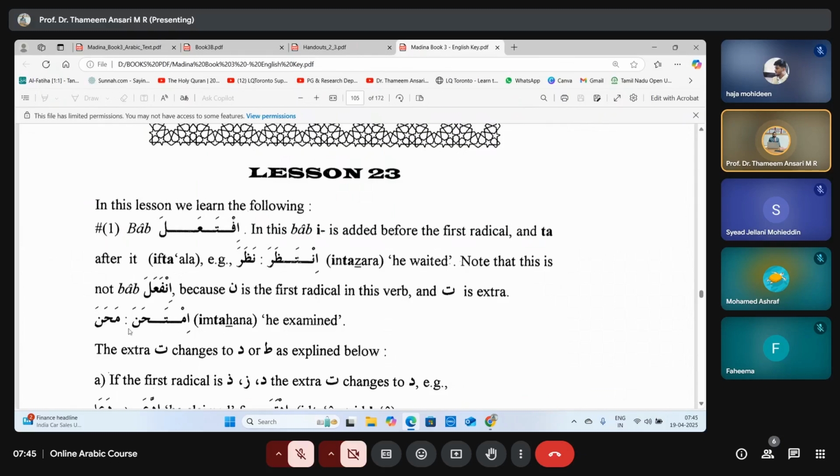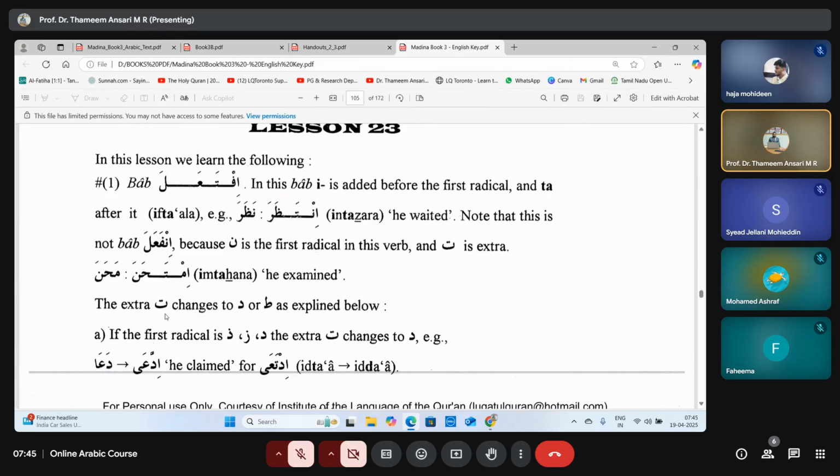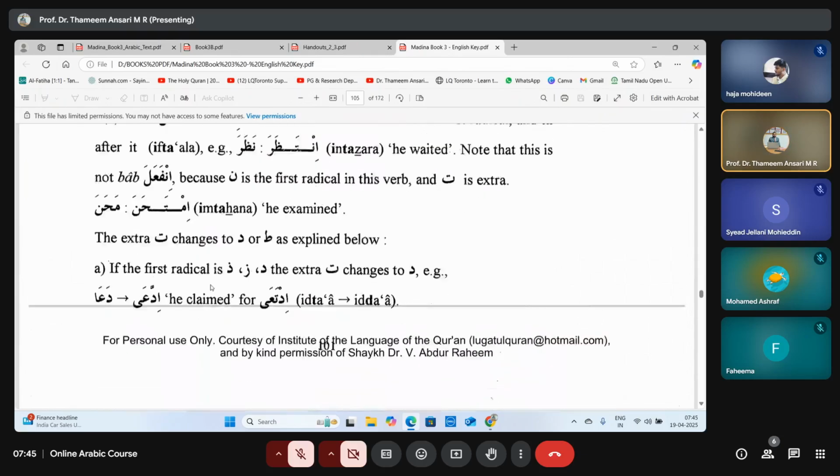And the next, mahana, imtahana. He examined. The extra ta changes to dal or twa as explained below. This is something very important. Please make a note of this. The extra ta changes to dal or twa as explained below.